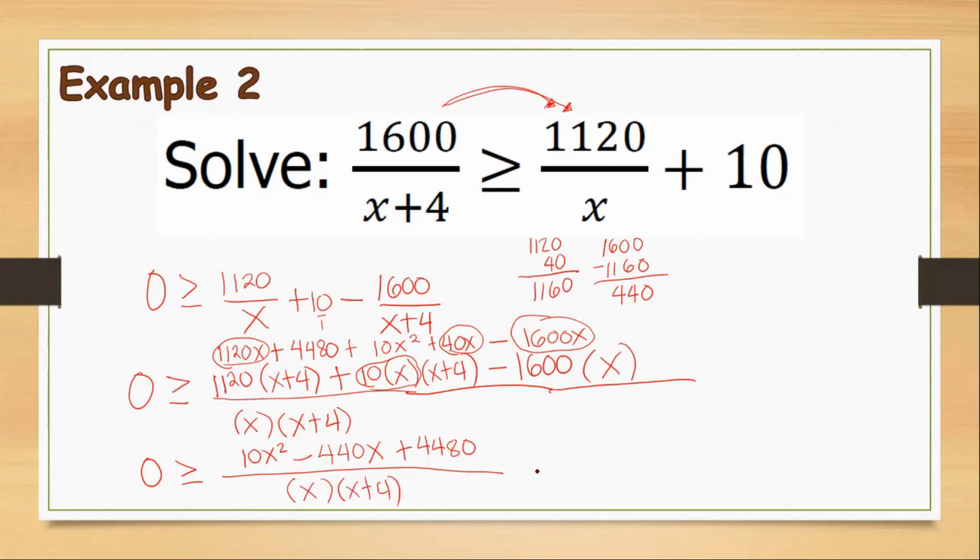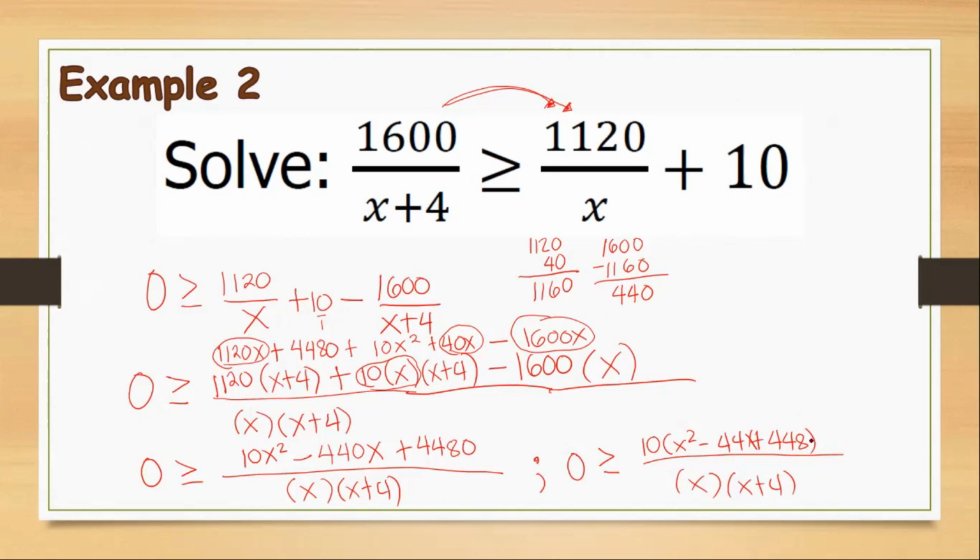And so if we are going to factor out, we can have 10 times x squared minus 44x plus 448 all over x times x plus 4. This will be now the equation, but then you still have to factor this out. What do you think will be the factor of this one? 448 divided by 10. That's 44.8, no? Divided by 4. So how can we factor this out?